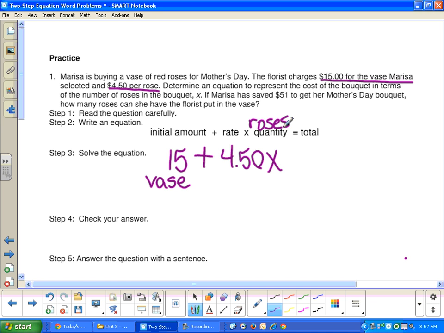Make sure you're writing them down. And she only has how much to spend? $51. So there's your equation. When you're writing an equation, you want to take it step by step. Look at the sentence that has the numbers in it and see where each part fits. Even when we get into solving systems of equations, where we have two different things we're looking for, or two situations, it's going to pretty much be the same pattern.